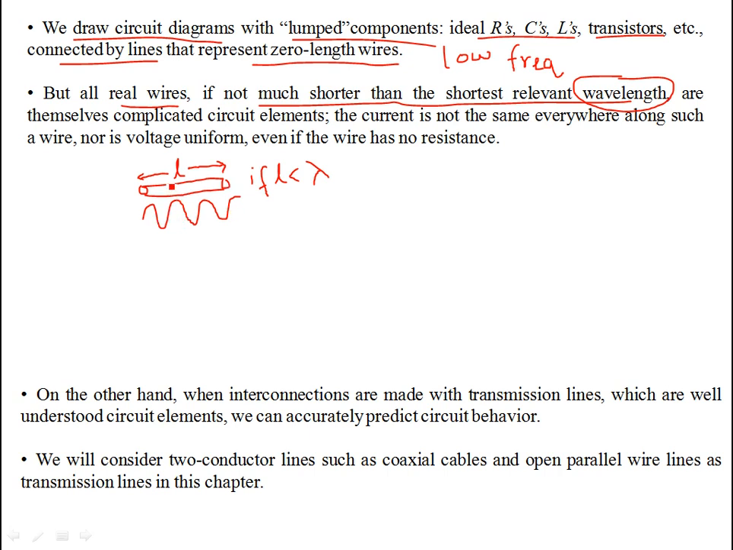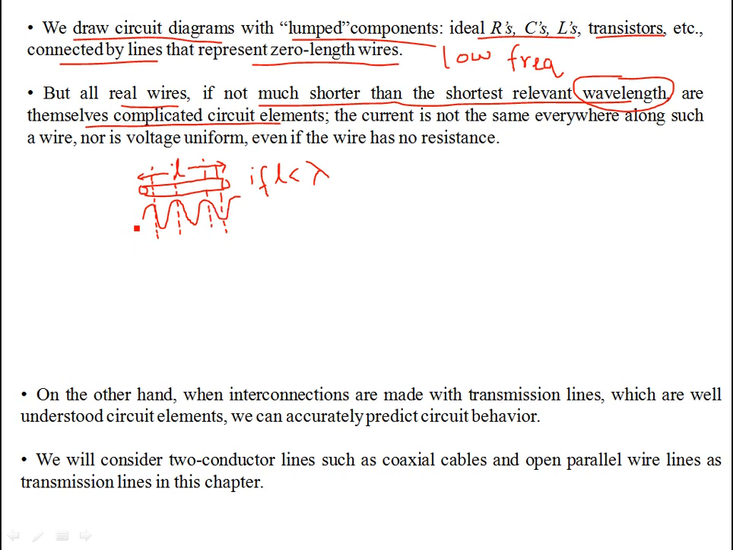It's space related. It depends on the space. So, for example, at this point, the current or the voltage signal, whatever it is, that is traveling down the transmission line, is different. So at any point, you cannot treat this as constant. If the length is not much shorter than the shortest wavelength, then even the wire is a complicated circuit element, because there are variations in the voltage or the current signals.